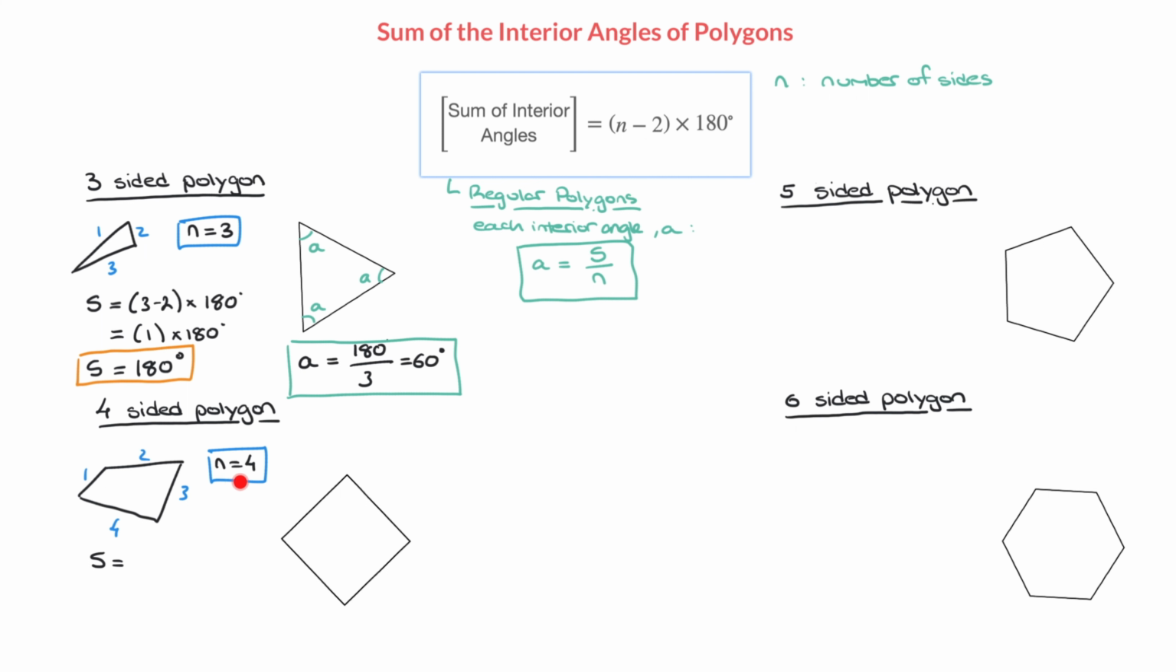So in this case, that will be 4 minus 2. And I'll just quickly write that. That's (4 minus 2) times 180 degrees. And since 4 minus 2 is 2, that's 2 times 180 degrees. And you can of course check, but 2 times 180 degrees is equal to 360 degrees. Done. And I'll go ahead and box that result.